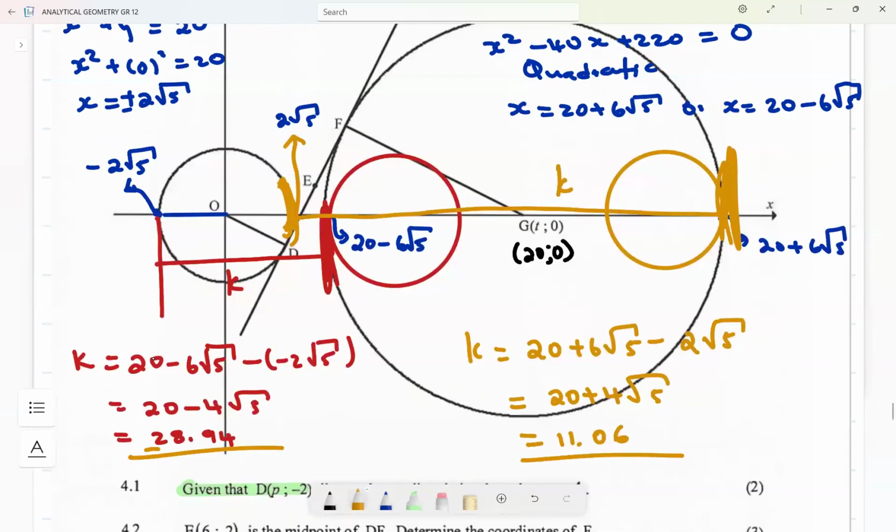What's important was finding the x-intercept, and then sketching and seeing the distance between them. This part minus this part will be the distance, and this part minus this part will be the distance. Okay, yes, that's basically that.